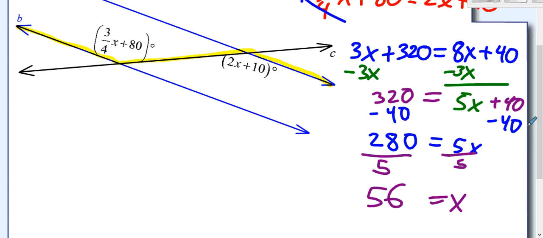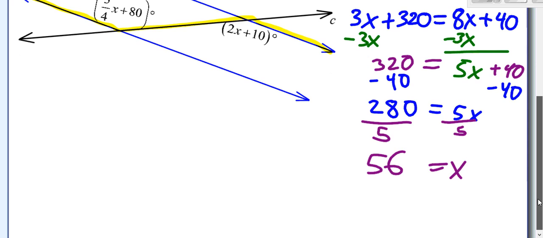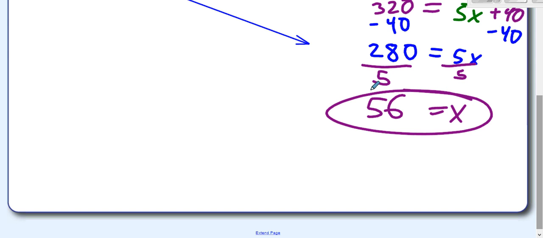So with every geometry problem like this, always go up and make sure you answered the right question. Value of x. It didn't say what's the measure of the angle, it said the value of x. So we're done. If it did say value of or the measure of the angle, you just got to plug it back in.